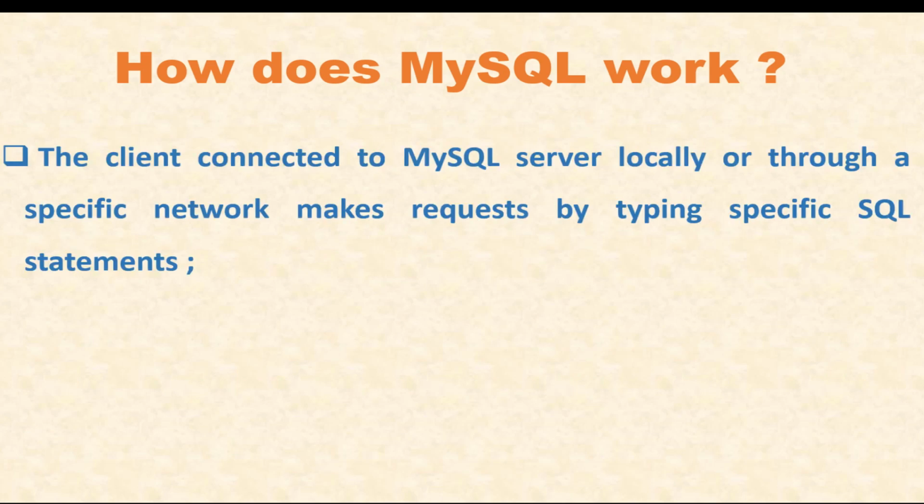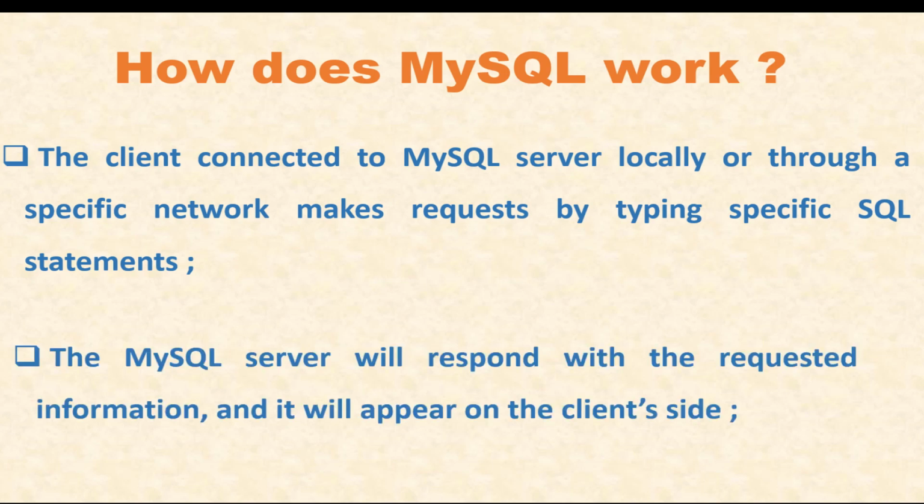Now guys, let's see how MySQL works. The client connected to the MySQL server locally or through a specific network makes requests by typing specific SQL statements. Every client can make a request from the graphical user interface on their screens, and the server will produce the desired output. The most popular MySQL graphical user interfaces are MySQL Workbench, and for web database management, including a WordPress site, the most obvious go-to is phpMyAdmin. Don't worry guys, we'll see all these approaches in the next coming videos. So, the MySQL server will respond with the requested information and it will appear on the client side.